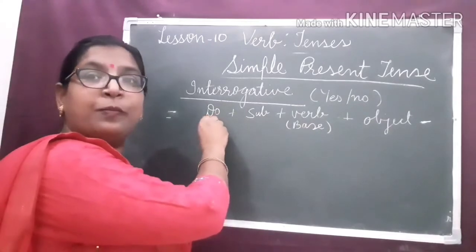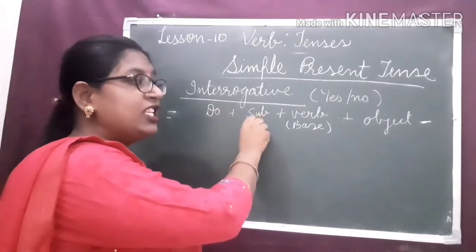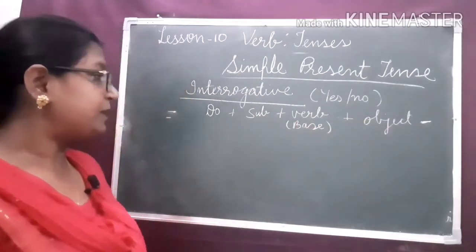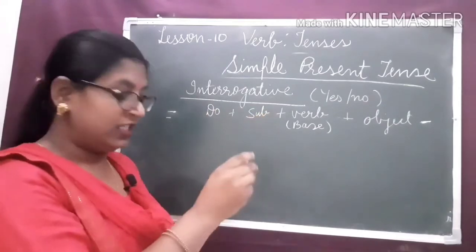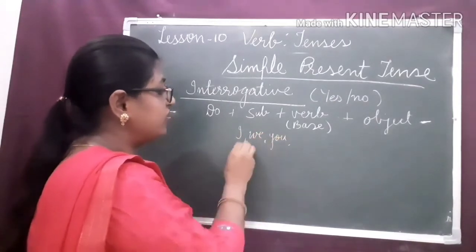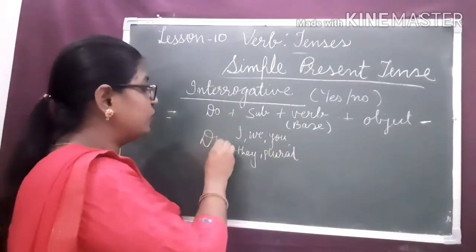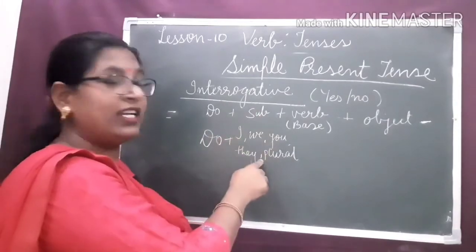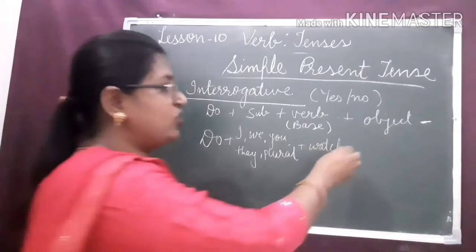First of all comes the do form of verbs. Do verbs plus the subject and the verb in its base form, and then comes the object. Dear children, here also for making a question we use do or does according to the subject. If your subject is I, we, you, they, or any plural subject, we use do. The sentence begins with the helping verb. Do plus the subject plus the verb in its base form. Do I watch television?